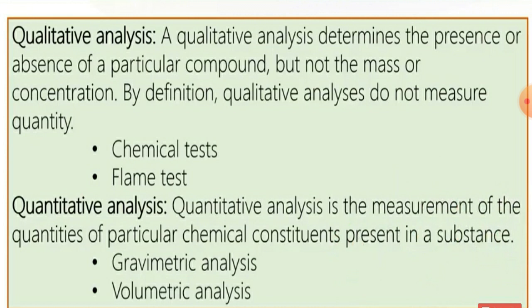Quantitative analysis is the measurement of the quantities of a particular chemical constituent present in the substance. For example, gravimetric analysis and volumetric analysis. In quantitative analysis, we can measure only the quantity of the given substance by the gravimetric or volumetric analysis method.